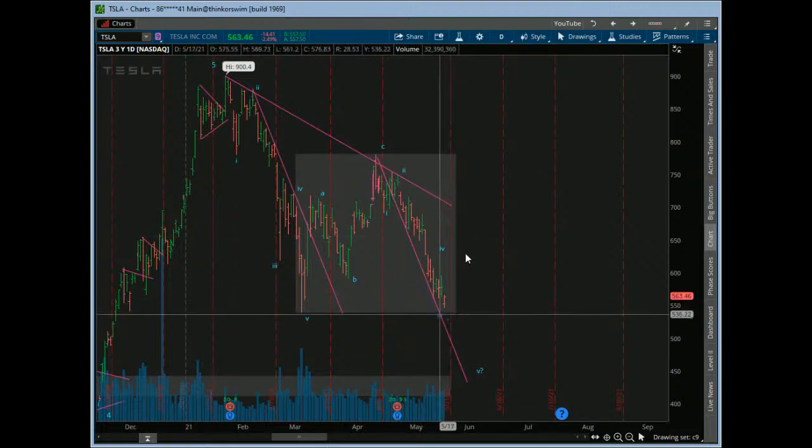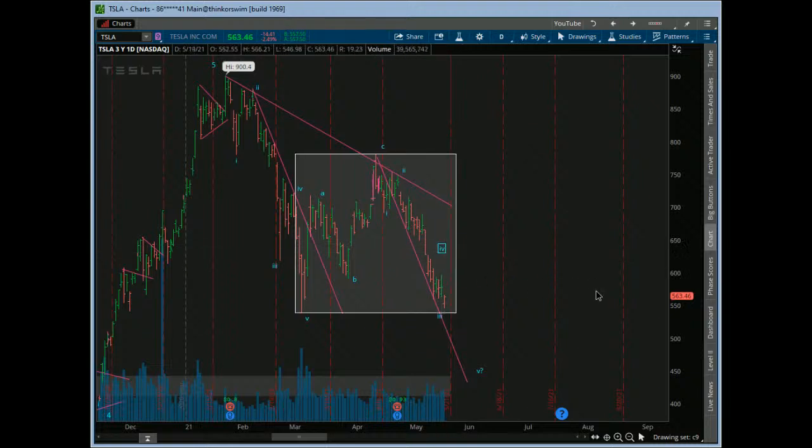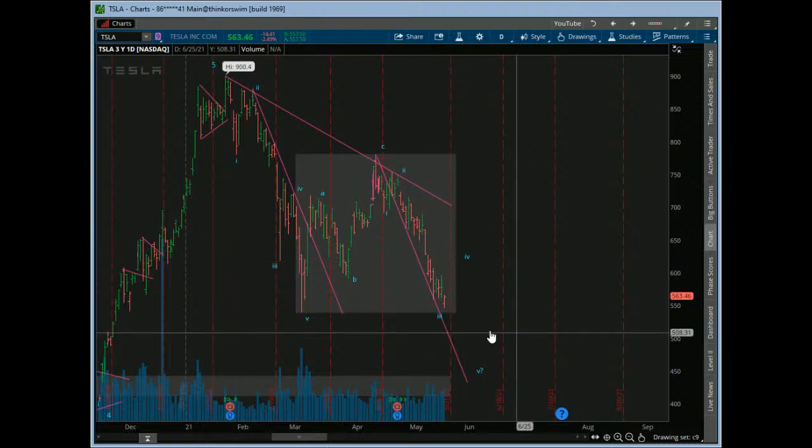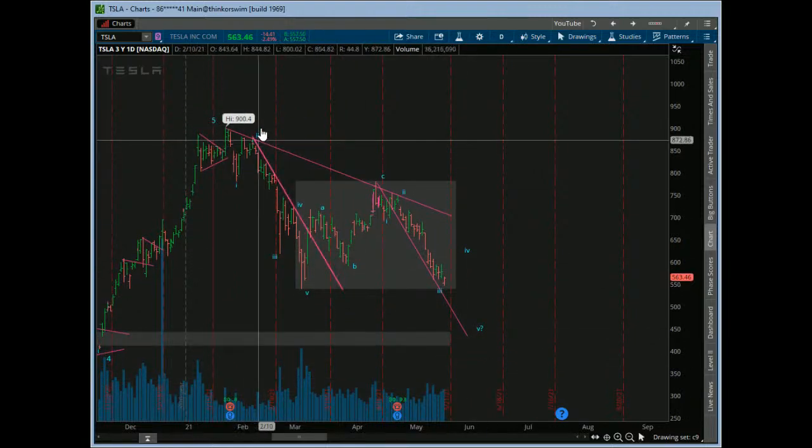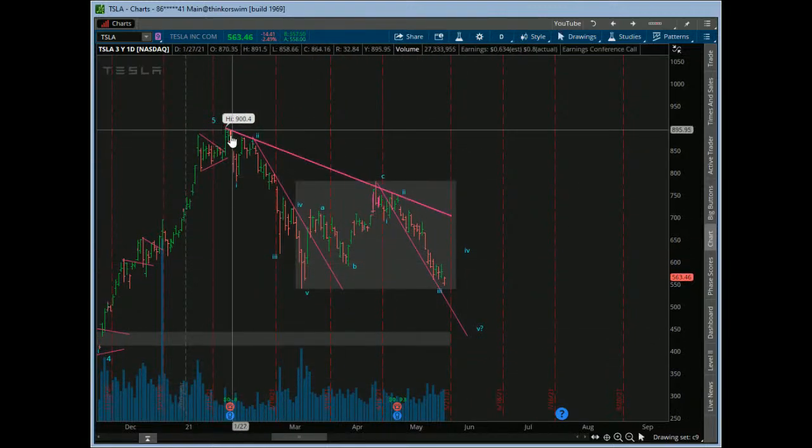3 got a little bit of a bounce today. It might be trying to make a move. Let's take a look here. But yeah, we've been bearish on this one for a little bit. 1, 2, 3, 4, 5. And so wave 5 is a symmetrical move from the start of this zigzag wave.